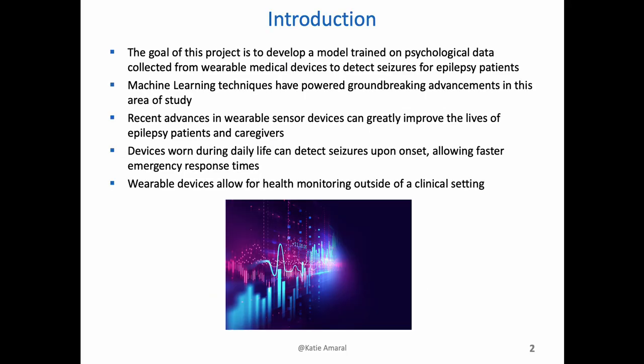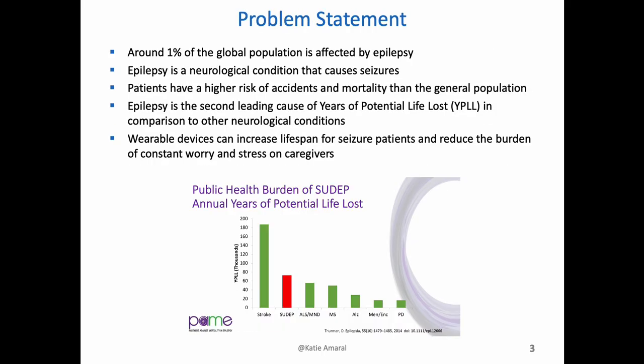This project investigates the use of physiological data collected from wearable medical devices to detect seizures for epilepsy patients. Machine learning techniques have powered groundbreaking achievements in this area of study. Recent advancements in wearable sensor devices have the potential to greatly improve the lives of epilepsy patients and their caregivers, with the ability to detect seizures outside of a clinical setting. This project explores building a deep learning model trained on a wearable device dataset for seizure detection.